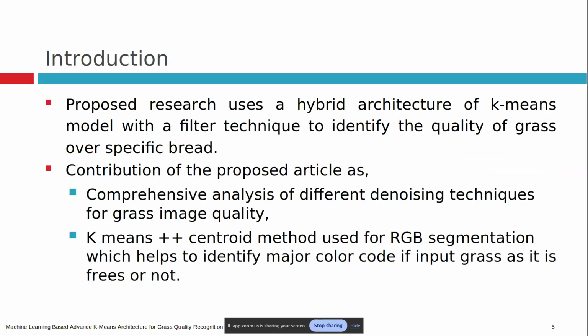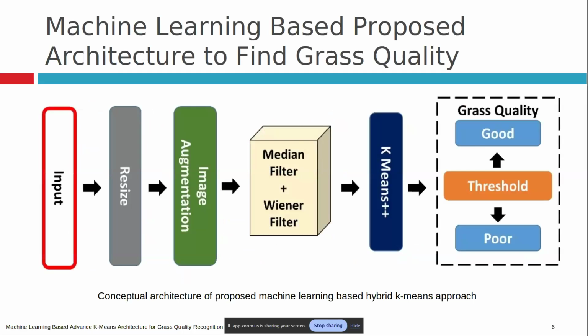We use the k-means plus plus algorithm to identify the color of the grass, to identify the grass quality and the grass freshness. Along with that, we used two different kinds of filtering mechanism: the median filter and the linear filter. Based on that, we clear the noise from the images, and then we implement the k-means plus plus algorithm.